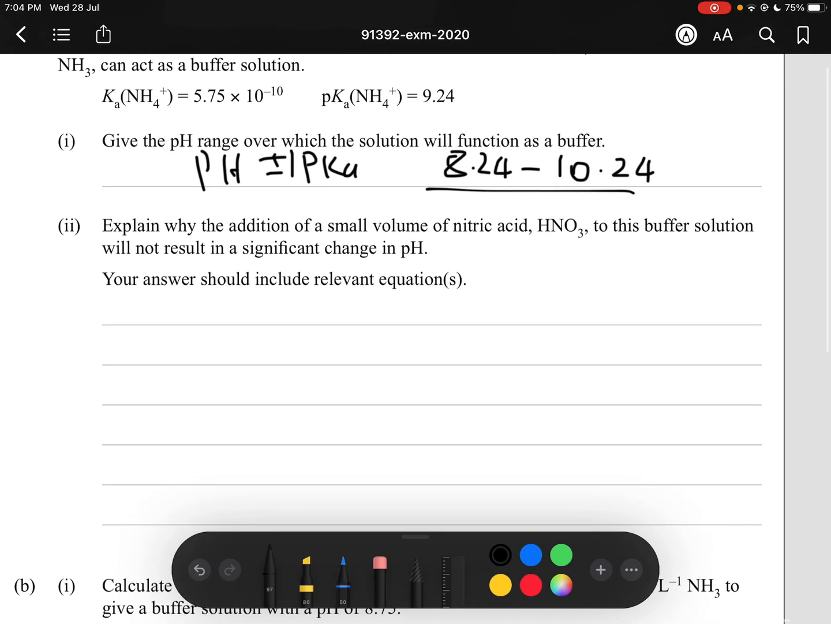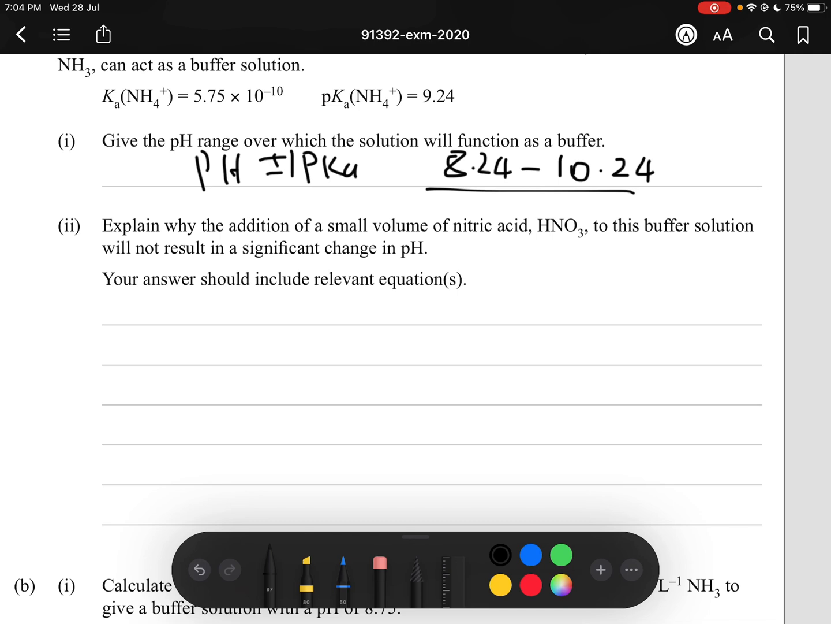Question II, explain why the addition of a small volume of nitric acid to this buffer solution will not result in a significant change in the pH. Alright, so a buffer solution contains both the acid and the conjugate base, and we know that nitric acid is a strong acid, meaning that it's going to fully dissociate in water to form our hydronium ions and our NO3 minus ions. Because we have both NH4 plus and NH3, the added acid is going to react with the NH3, and some of the excess acid is going to be reacted away.